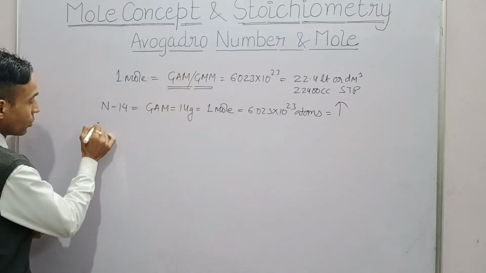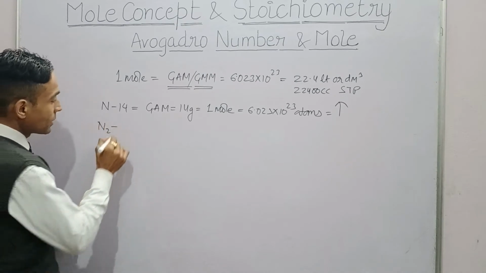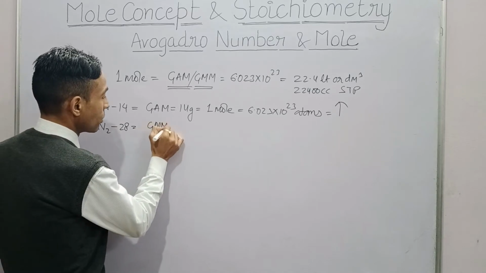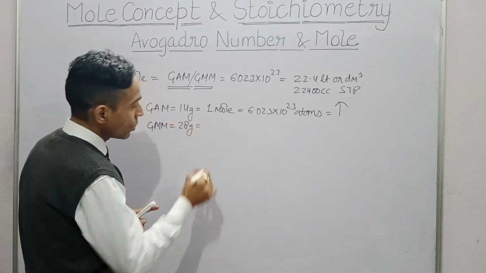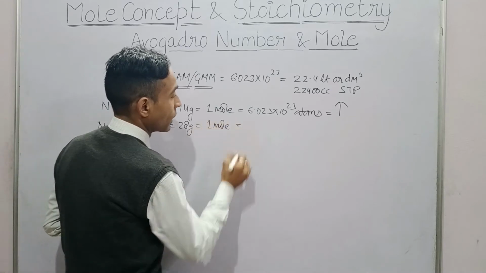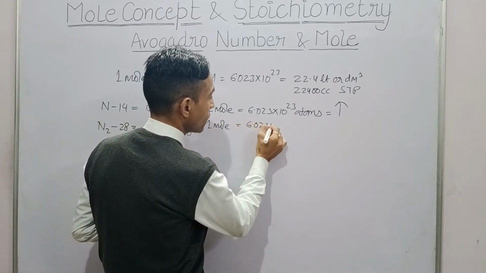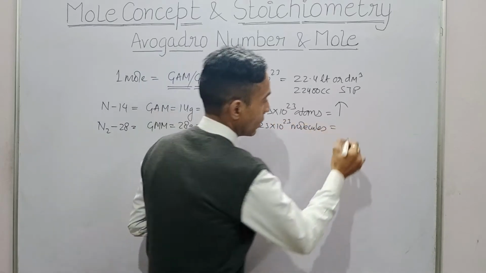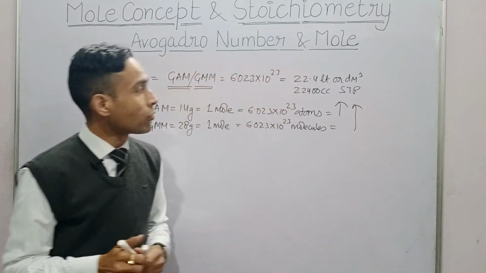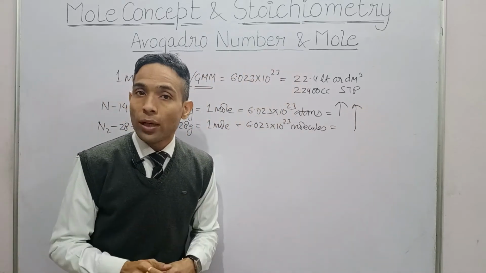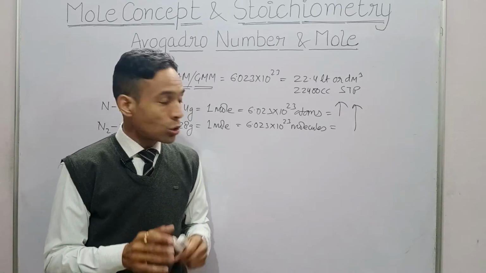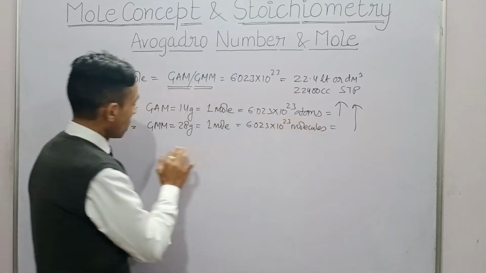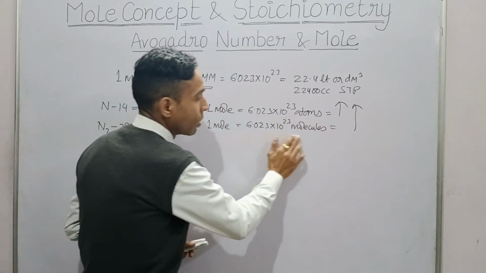Now nitrogen molecule. The molecular mass is 28. If we write it in gram, it becomes gram molecular mass. This is also equal to 1 mole, contains 6.023 into 10 to the power 23 molecules and this also occupies 22.4 liter or 22,400 cc of volume at STP. So in case of gram atomic mass, these are atoms. In case of gram molecular mass, these are molecules.